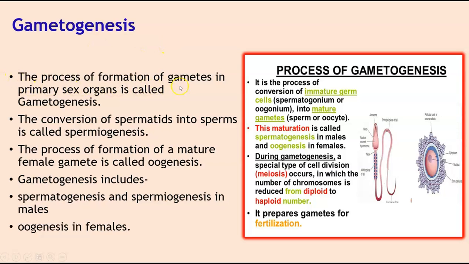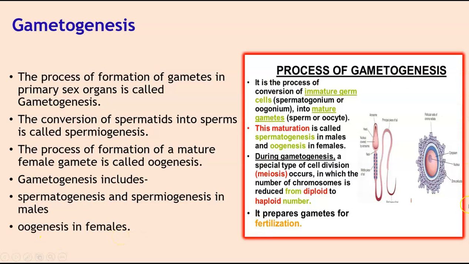Gametogenesis. The process of formation of gametes in primary sex organs is called gametogenesis. The conversion of spermatids into sperm is called spermiogenesis, and the process of formation of the mature female gamete is called oogenesis. So gametogenesis includes spermatogenesis, that is spermiogenesis, in male, and oogenesis in female.